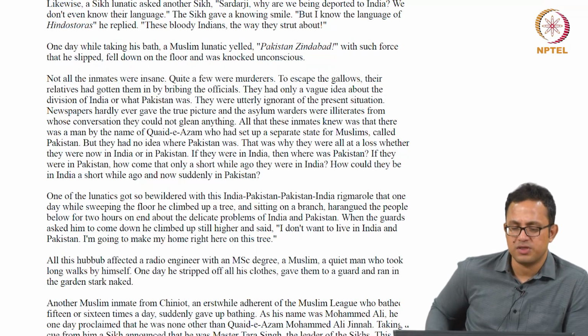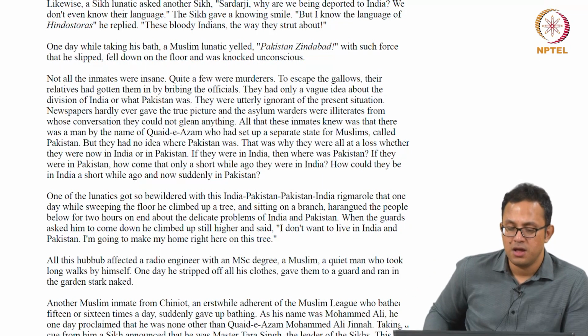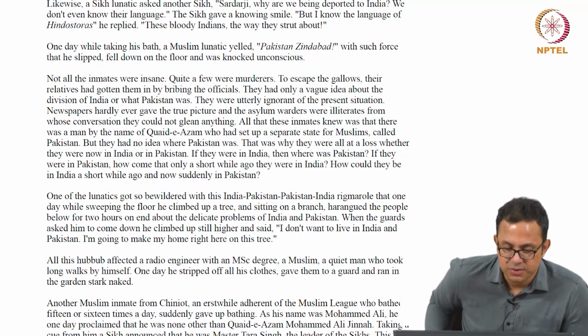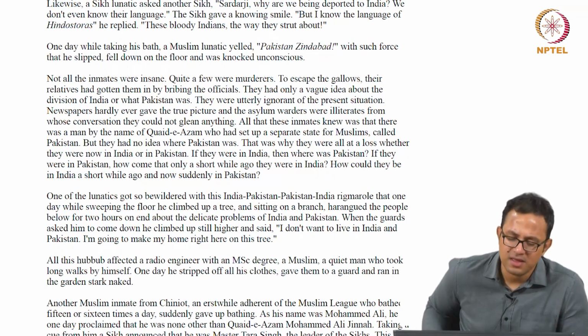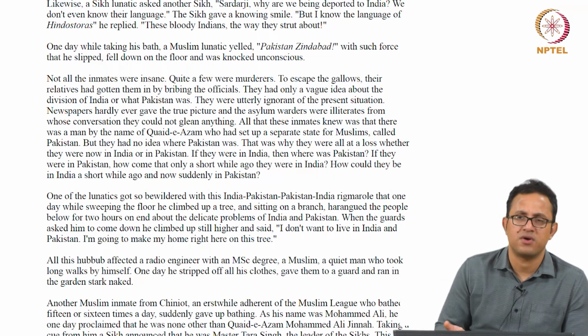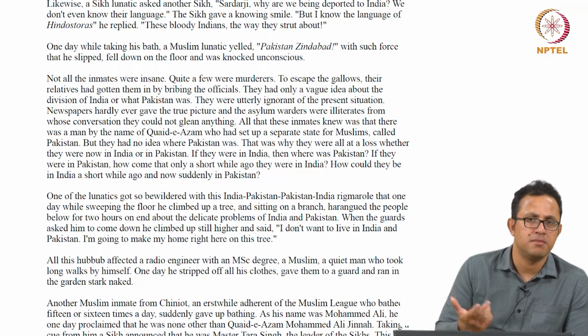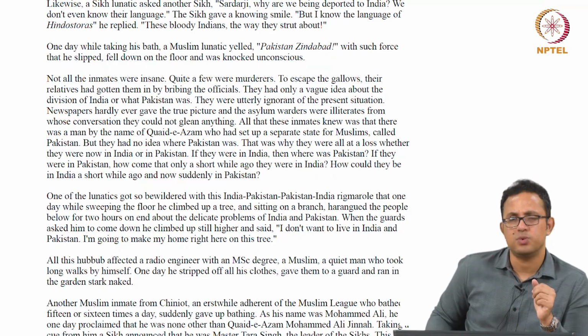So this person, one of the lunatics, had climbed up a tree and started haranguing people who were passing by the tree for the next 2 hours endlessly. When the guards asked him to come down, he climbed up still higher and said, I don't want to live in India and Pakistan. I'm going to make my home right here on the street. So again, look at the seeming absurdity in the sentence. I don't want to go to India, I don't want to go to Pakistan, I want to live in the street forever. Obviously, this is irrational, absurd, a madman's rant. But at the same time, it has some very key features which are interesting for the story.